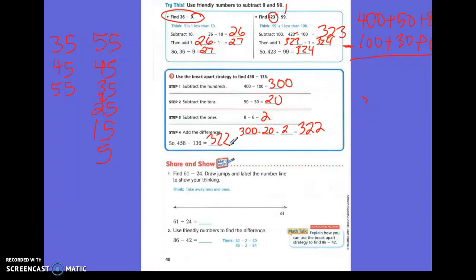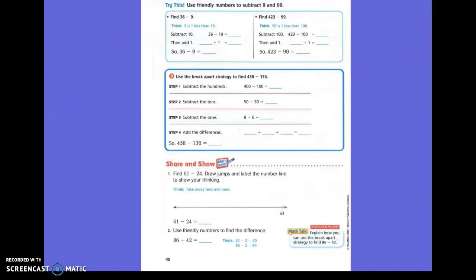We're going to stop there, and you're going to go with your partners and do show and share. Good job.